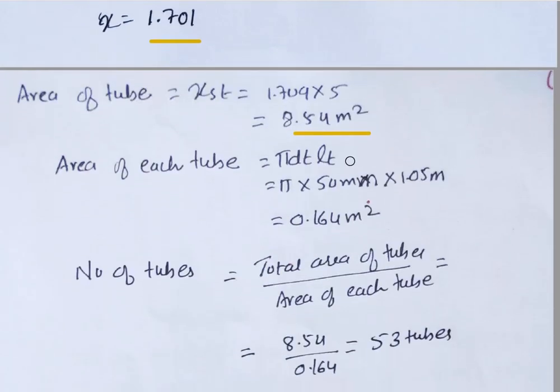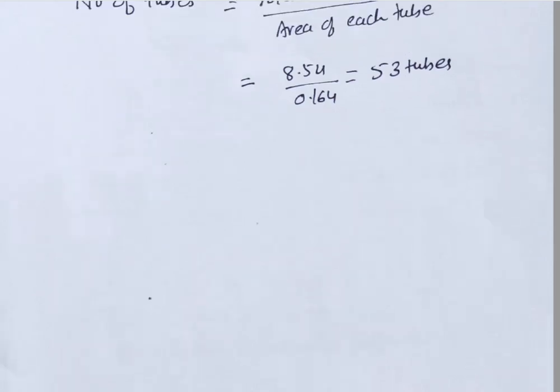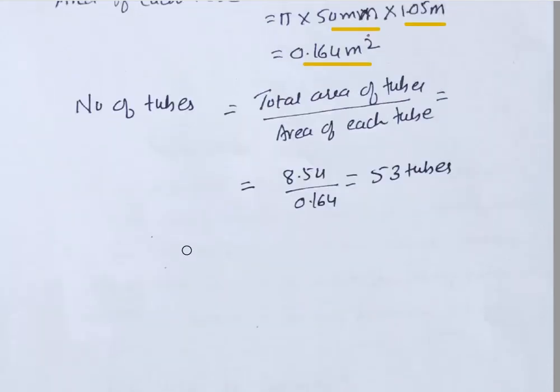Then the area of each tube is pi into dt into lt. Dt, diameter of the tube, is 50 mm, and height of the tube, that is length of the tube, has been given as 1.05 meter. So finally you will get area of each tube as 0.164 meter square, and the number of tubes required is total area of the tubes by area of each tube. So 8.54 by 0.164, 53 tubes. So these 53 tubes you can accommodate widthwise and lengthwise as we solved in the previous problem.